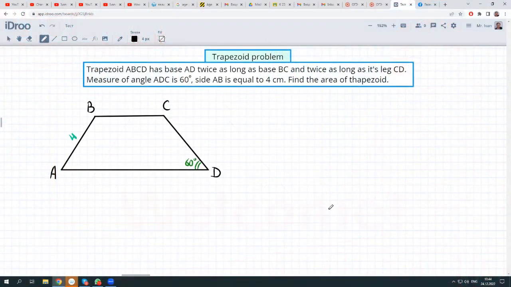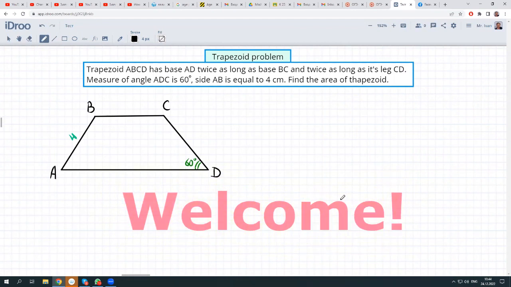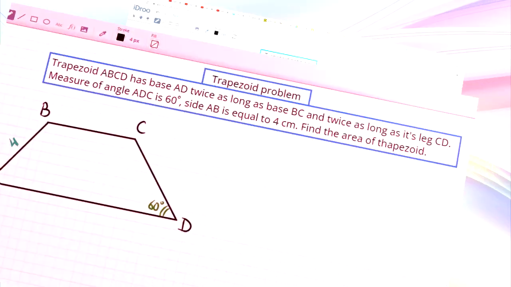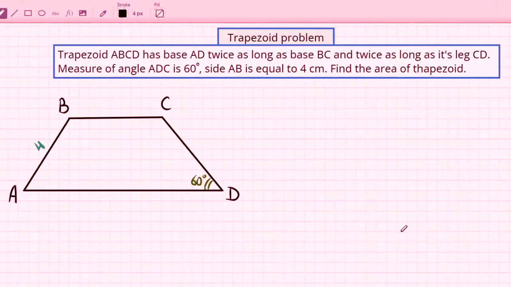Hi everyone, today let's solve this trapezoid problem. Trapezoid ABCD has base AD twice as long as base BC and twice as long as its leg CD. Measure of angle ADC is 60 degrees and side AB is equal to 4 centimeters. Find the area of trapezoid.